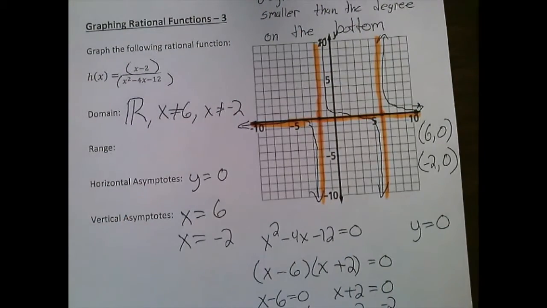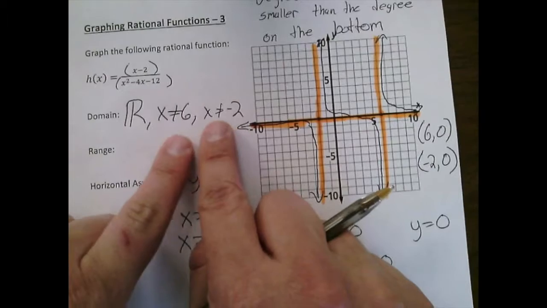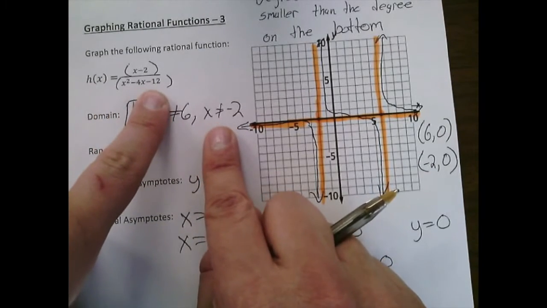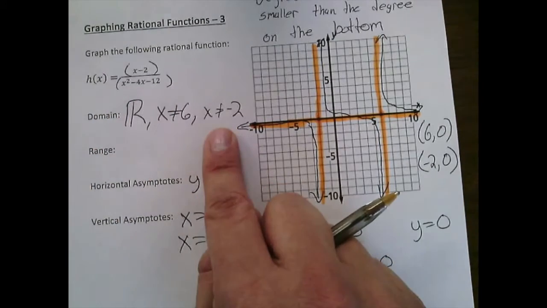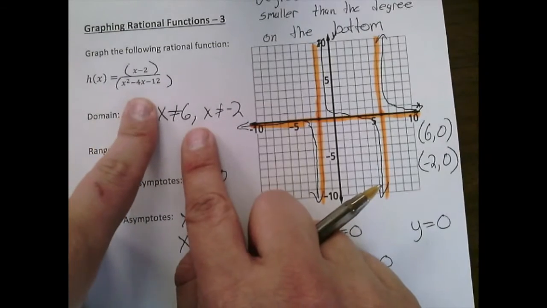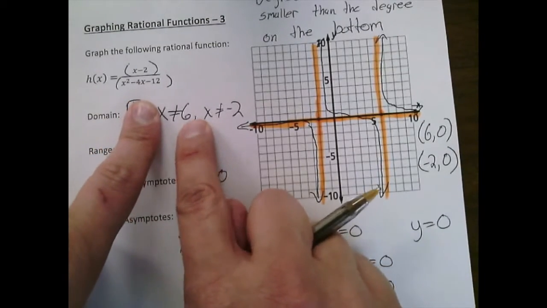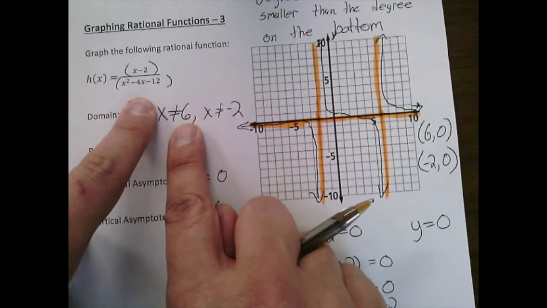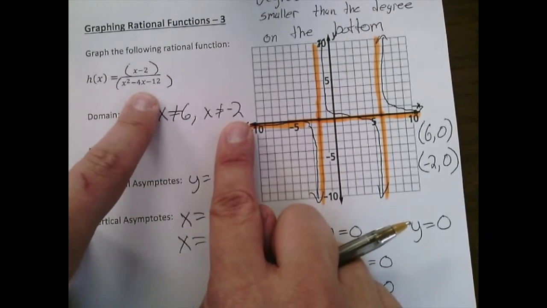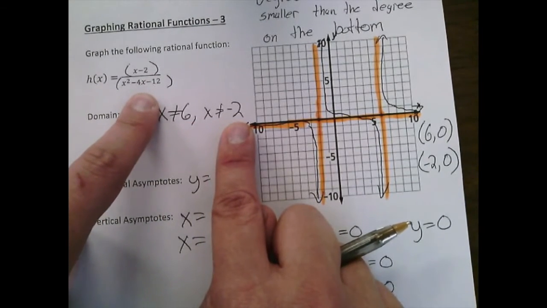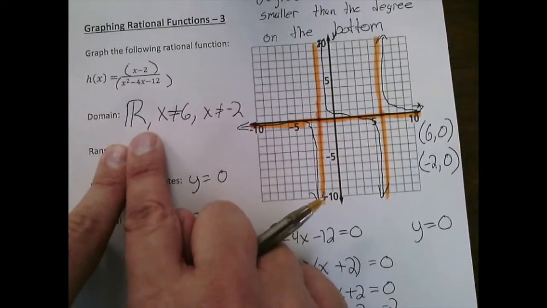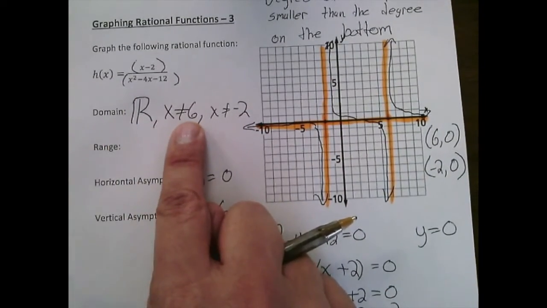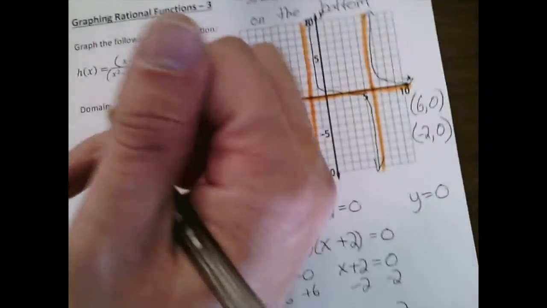So the reason for this is if you plug in 6 into this denominator, you're going to get 0. And we do not want to divide by 0. We can't divide by 0. So plugging in 6, not possible here. Same deal with -2. If you plug in -2, you're going to divide by 0. We don't want that either. So all real numbers except for do not plug in 6, do not plug in -2.